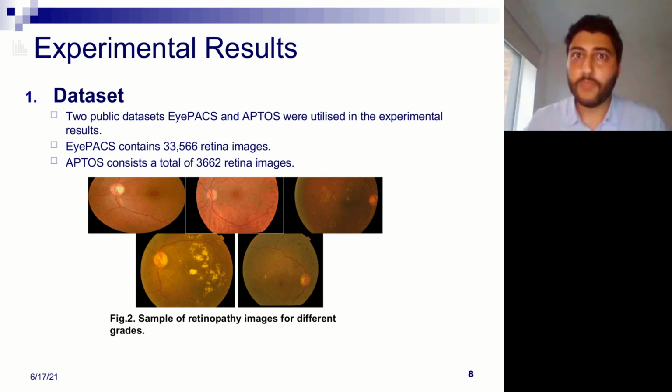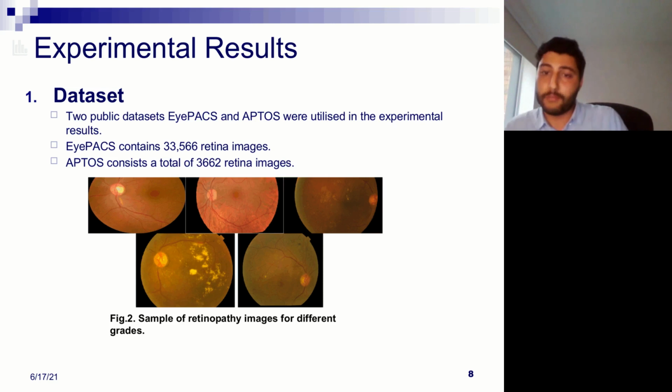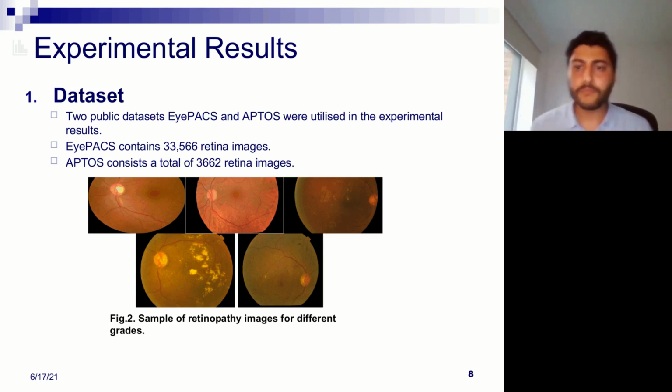In the experimental results, first, the data sets that we have used are 2 public open access data sets called IPAX and Aptos. They are large data sets, and you can access them from Kaggle. The first one, IPAX, contains around 33,500 retina images, and Aptos consists of a total of around 3,600 retina images.